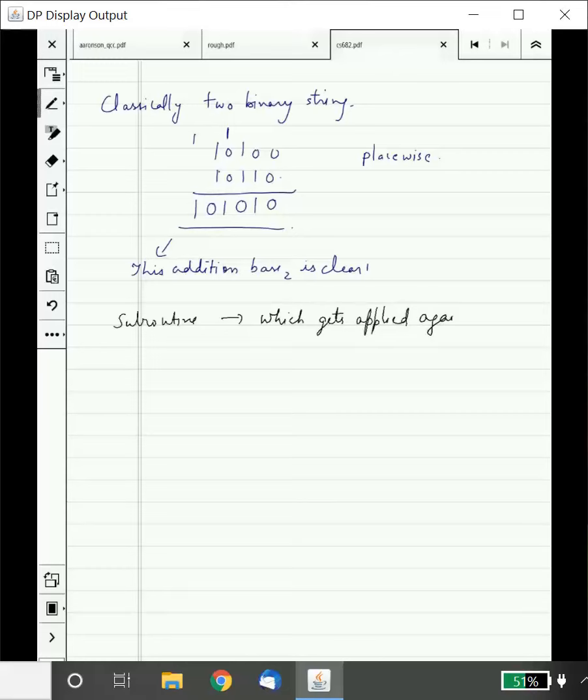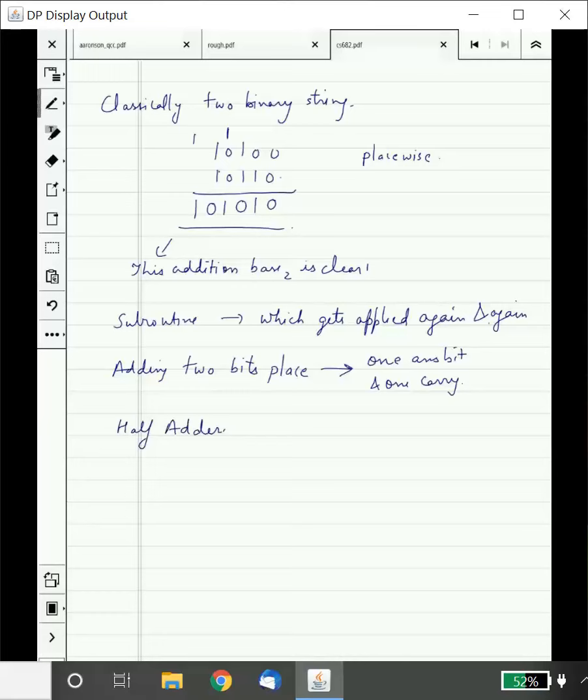And that subroutine is about adding two bits at a place. When we add two bits at a place, the output would be one answer bit and one carry. This is called a half adder.